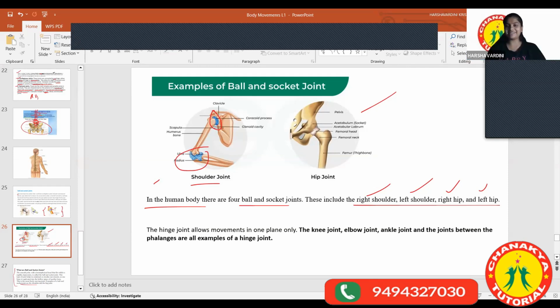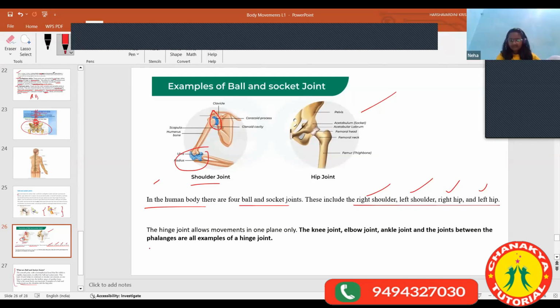What are phalanges? Ma'am, I'm not getting the picture. I'm sorry, you don't have to see the picture. The knee joint, elbow joint, ankle joint, and the joint between the phalanges. I was asking you what phalanges is. Ma'am, I don't know. Don't know? Please.